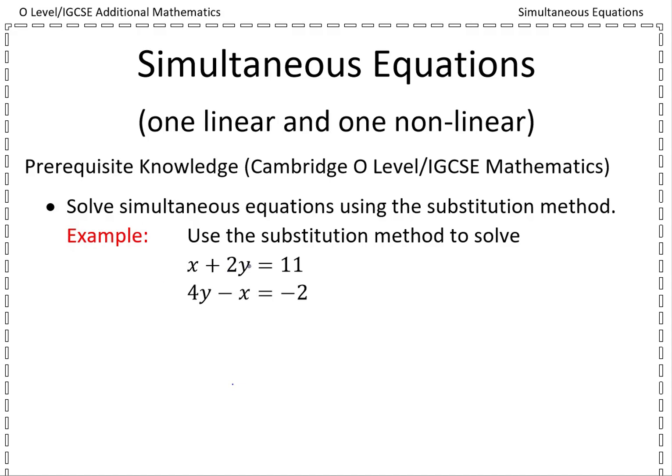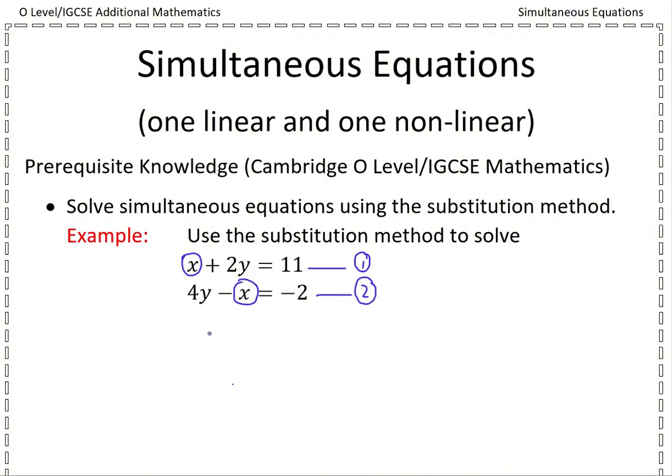First example is, use the substitution method to solve x plus 2y is equal to 11 and 4y minus x is equal to minus 2. This we can say is equation 1. This equation 2. We can see in both the equations, x is a variable which has coefficient 1. It has coefficient 1 and it has coefficient minus 1.